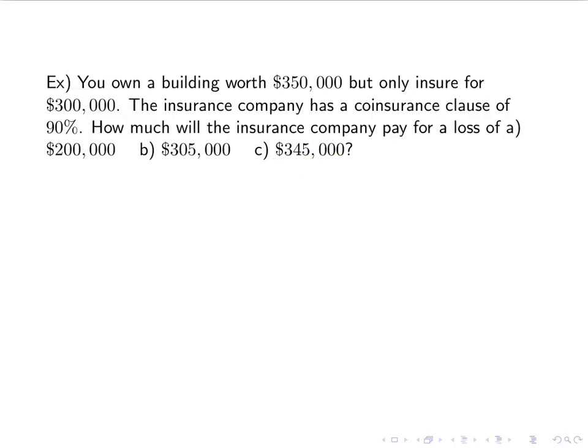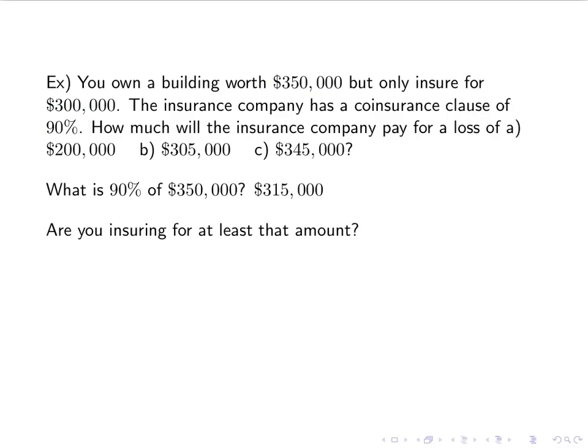But let's try another one. You own a building worth $350,000, but only insure it for $300,000. The insurance company has a co-insurance clause of 90%. How much will the insurance company pay for a loss of A, $200,000, B, $305,000, or C, $345,000? Again, we ask the same starting questions. What is 90% of the building's worth? $315,000. Are you insuring for at least that amount? No. I'm only insuring for $300,000, which is not at least $315,000.